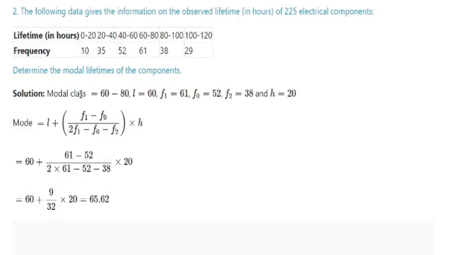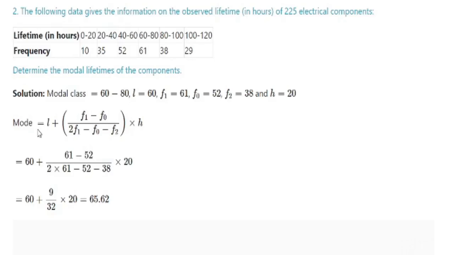So here, modal class equal to 60 to 80, because the highest frequency is 61, and the class interval having the highest frequency is 60 to 80. So the modal class is 60 to 80 and L equal to 60. L is the lower limit, and F1 equal to 61, that is the frequency of the modal class, and F0 equal to 52 and F2 equal to 38, and the class size H equal to 20.